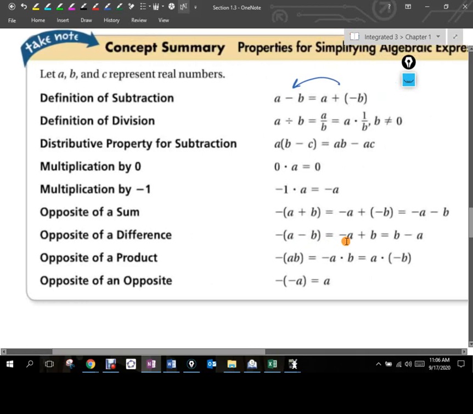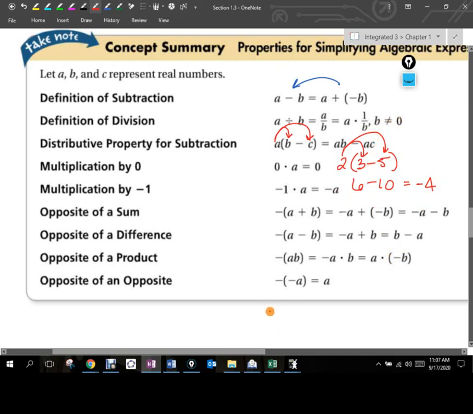Distributive property for subtraction. You guys remember distributive property just means multiply, right? So I take A times B, write that down, and then A times negative C, and I write that product down. So an example of that would be, if I talk about like 2 times 3 minus 5, okay? Take my 2, multiply by my 3, gives me 6. Take my 2, multiply by my negative 5, gives me negative 10. Now what's 6 minus 10? Negative 4, right?